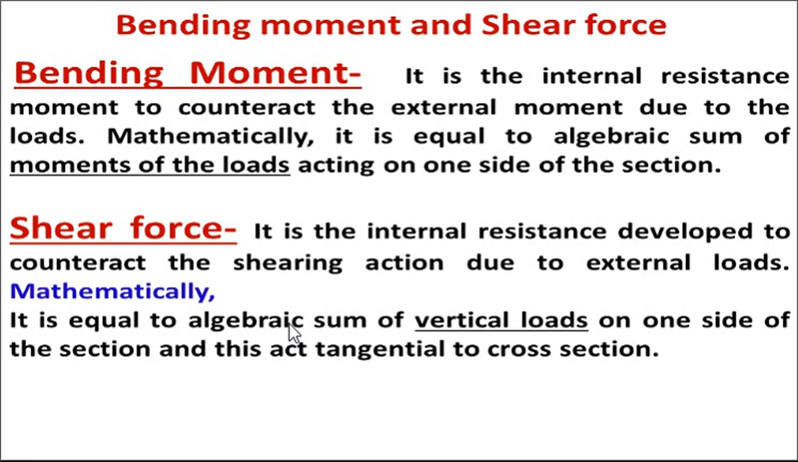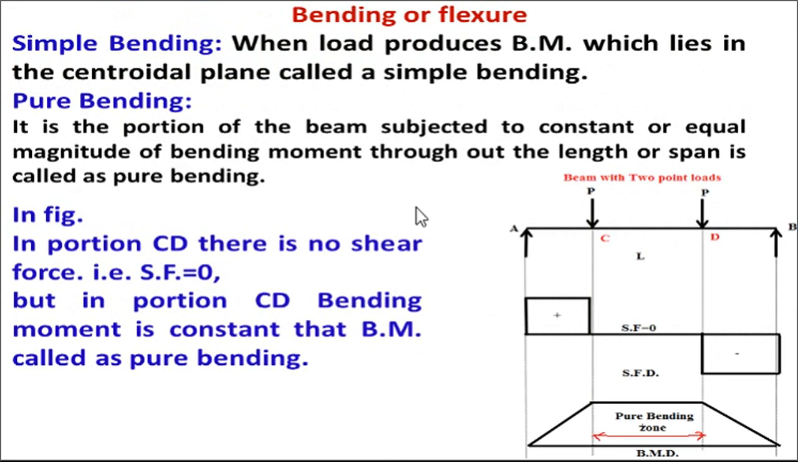It should not happen. That's why whenever we are designing the cross section, we design it in such a way that it should resist bending moment and it should resist shear force. Shear force is the algebraic sum of vertical loads on one side of the section, and this acts tangential to the cross section. Tangential means parallel, like this. Whenever any section is taken, shear force is always tangential to the cross section.